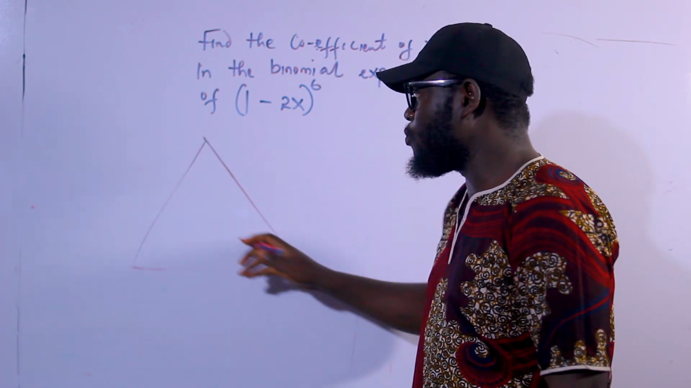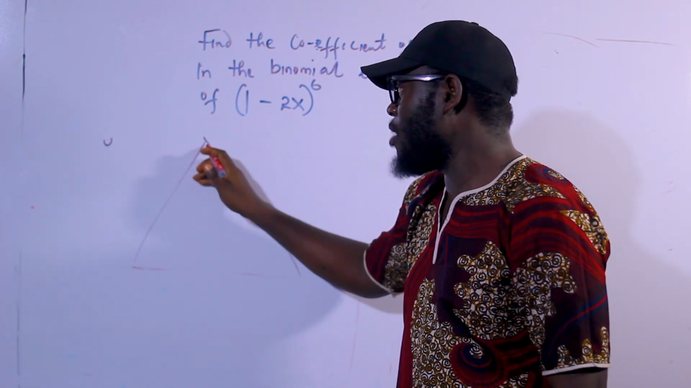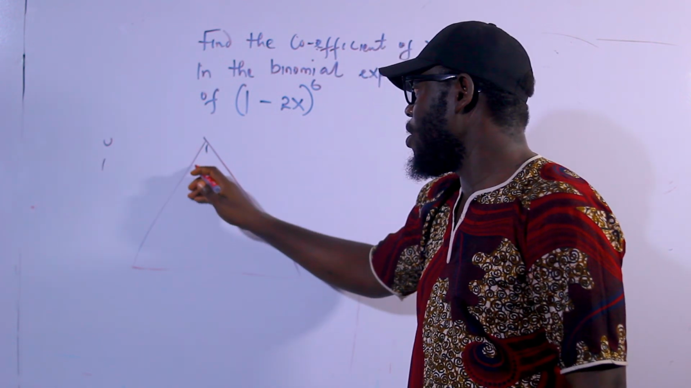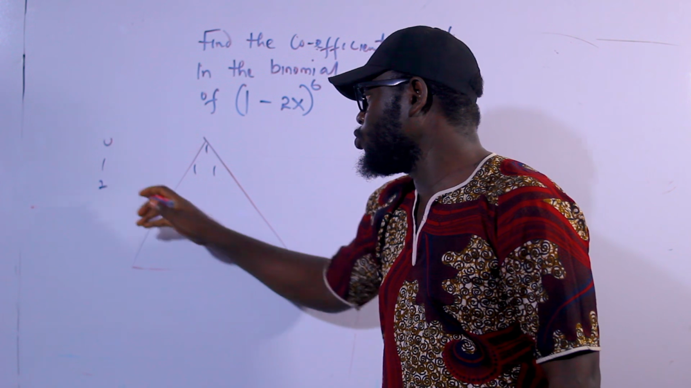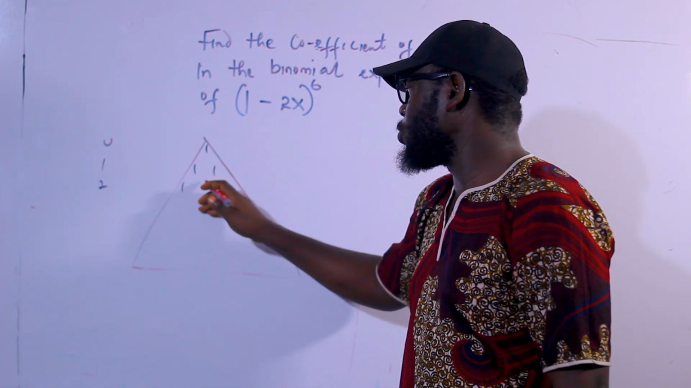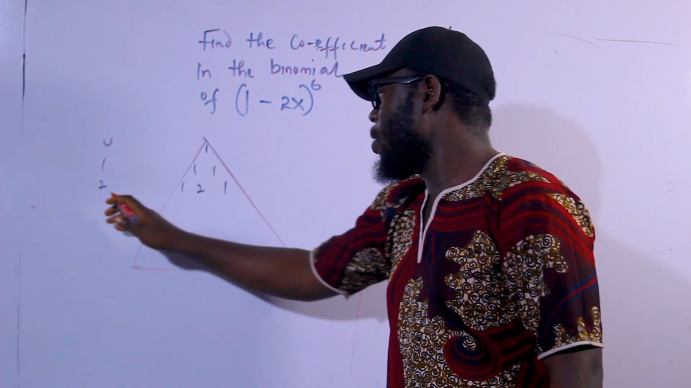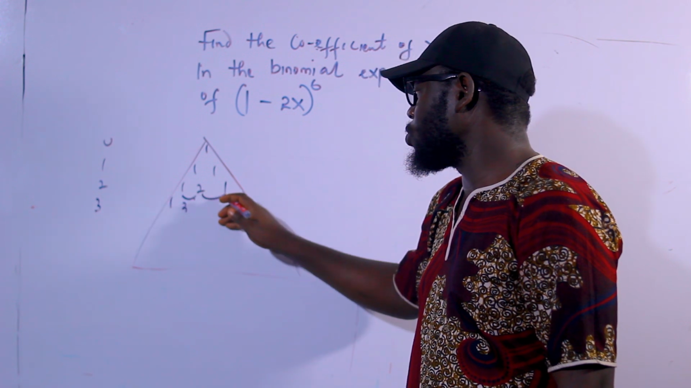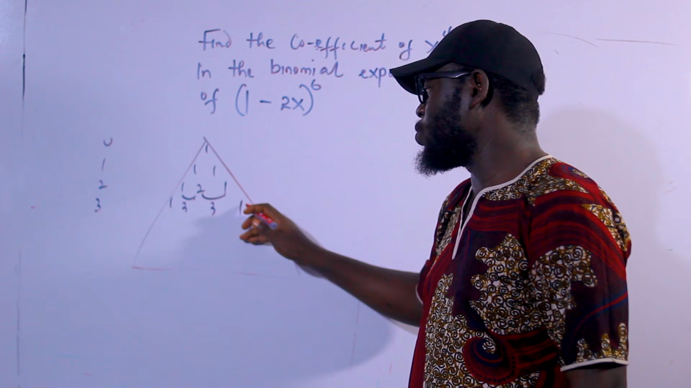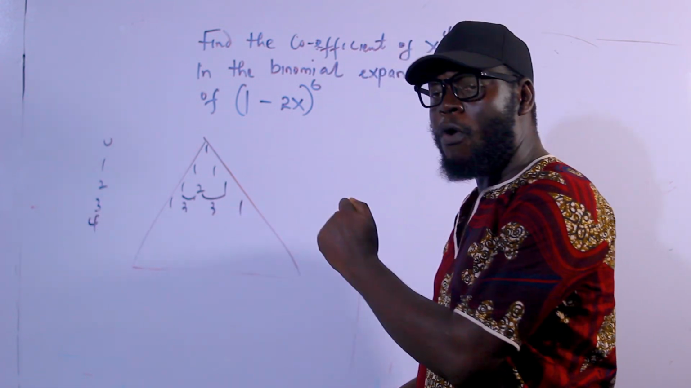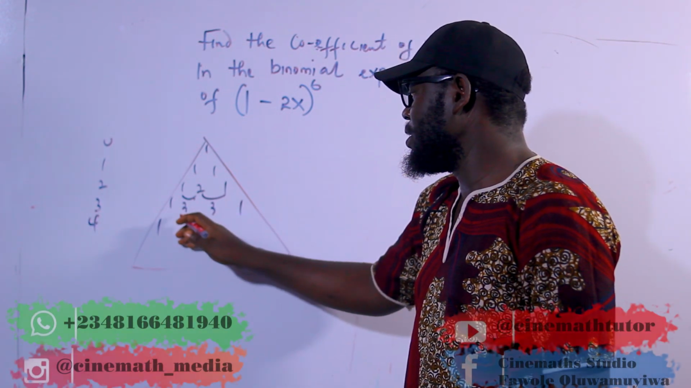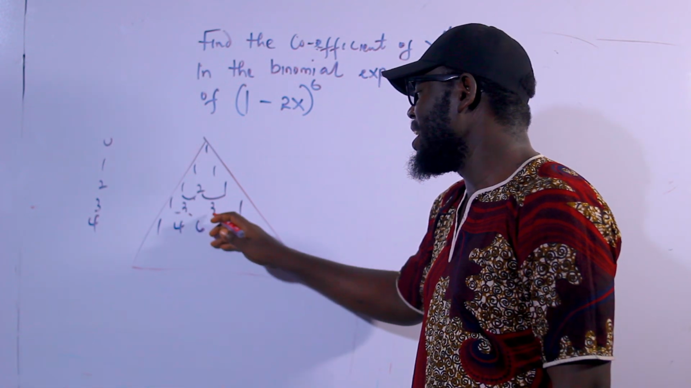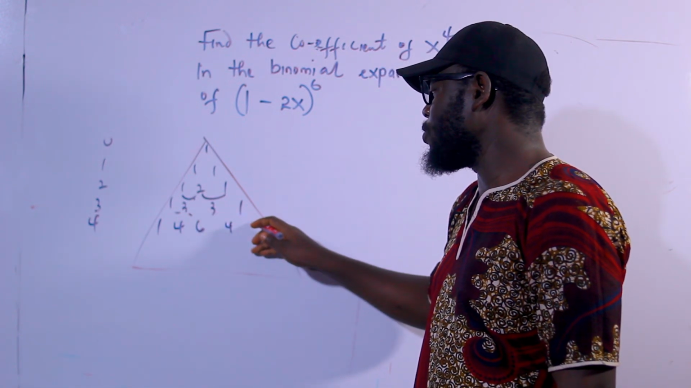When you are having power of 0, then you have 1. When you have power of 1, then we have 1 and 1. When you have power of 2, you have 1, then 1 plus 1, that is 2, then we have 1. When you have power of 3, that is 1, then this is going to be 3, this also 3, then we have this 1 here. When we go to power of 4, then we have 1, then 1 plus 3, that is 4, 3 plus 3, that is 6, 3 plus 1, that is 4, and 1.